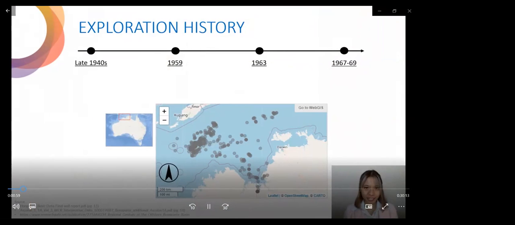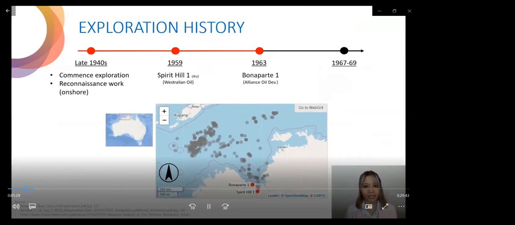Before I begin, let's just go through a little bit of Bonaparte Basin background. For the exploration history, the exploration itself begins in late 1940s. It was regional work, but the focus was mainly on the onshore area. So the first well drilled was onshore, in 1959, called Spirit Hill 1, located in the south of the basin, followed by Bonaparte 1 well close to it in 1963, and then soon they started to drill offshore wells in 1967, which are Ashmore Reef 1 and Sahul Shoals 1.